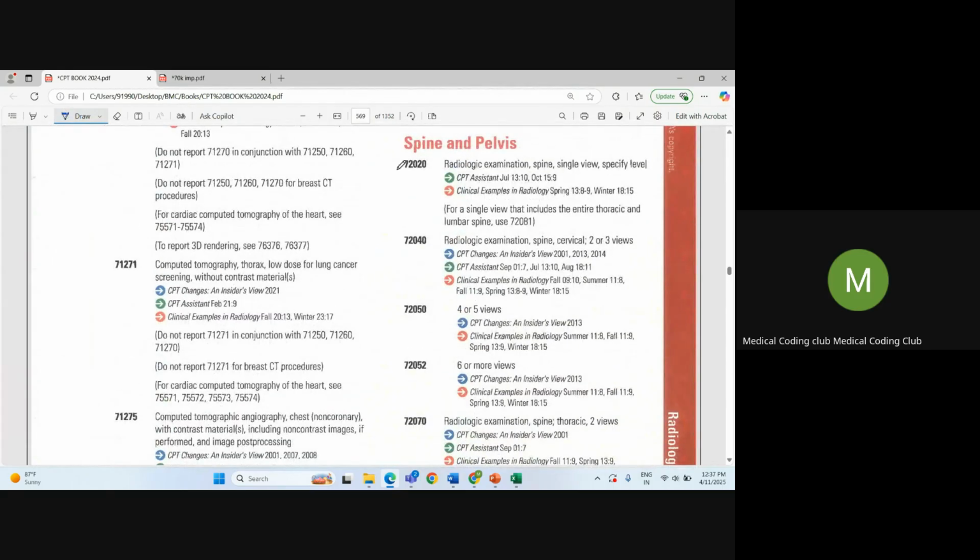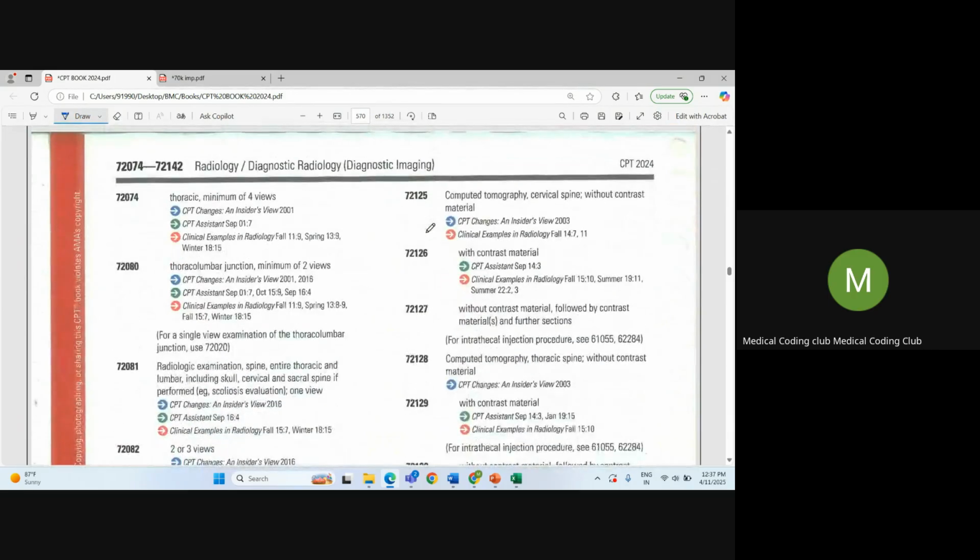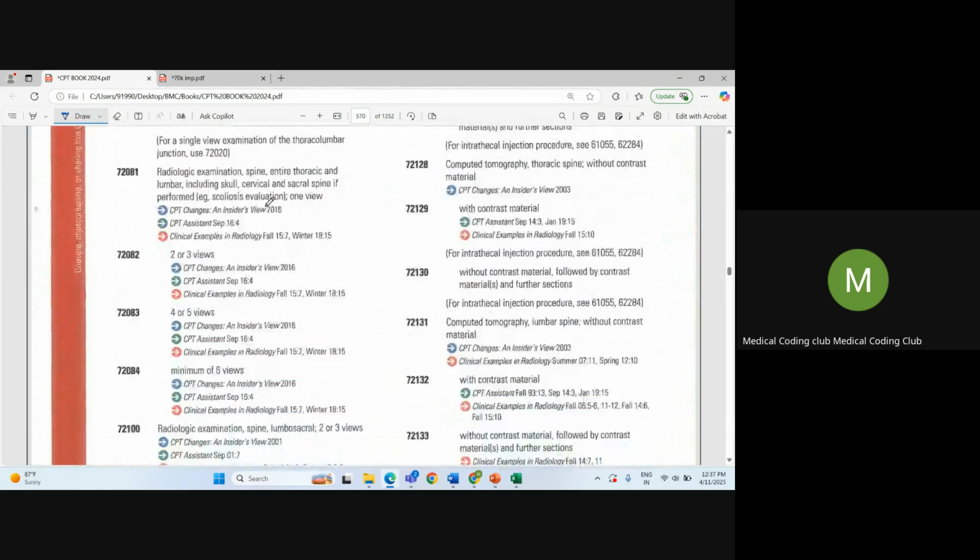So you can see spine and pelvis, radiologic examination of spine and pelvis are there. Under this, you have to check for all the locations. If you come to 72081, the code includes radiologic examination of spine, entire thoracic and lumbar, including skull, cervical and sacral spine. Okay, so everything is included here, but they are taking only one view.